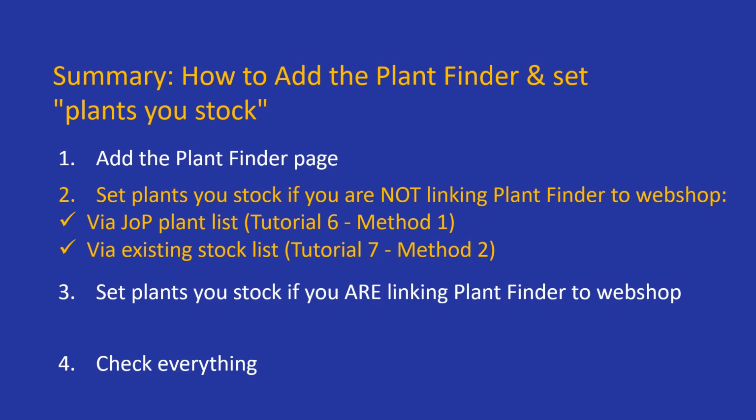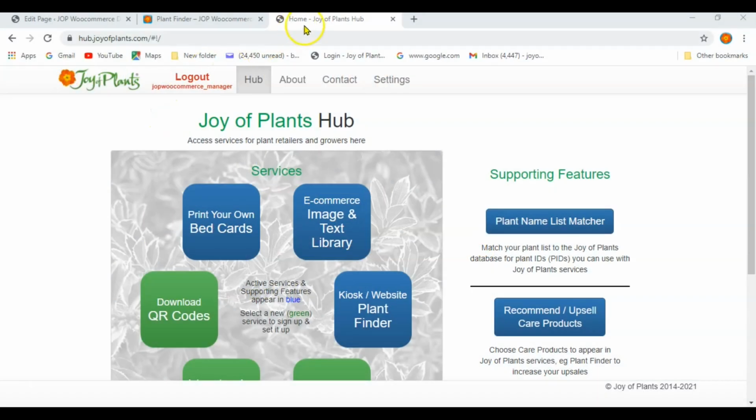I'll now go to the Joy of Plants hub and show you how to set plants you stock if you're not linking the Plant Finder plant pages to webshop pages. There are two methods. Method 1 uses the Joy of Plants plant list. You use this method if you don't already have a stock list. And Method 2, which uses an existing stock list, for example an extract from your EPOS or sales tool. We go to our other tab with the Joy of Plants hub.